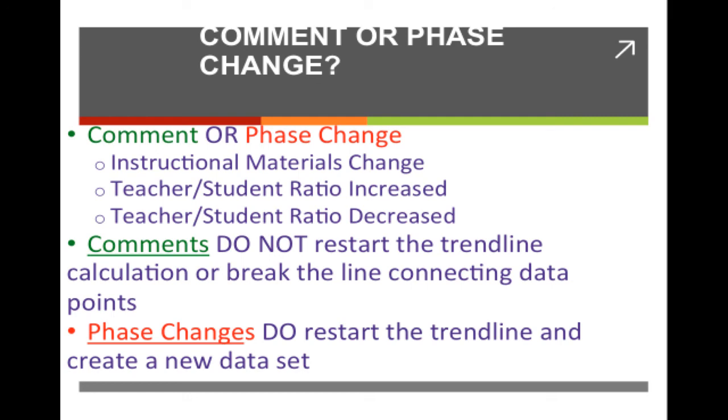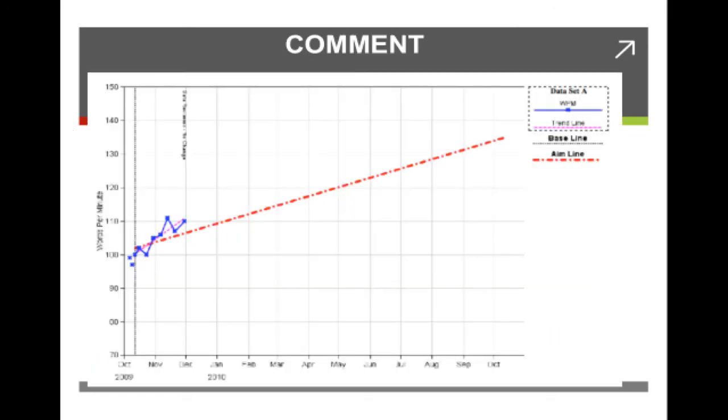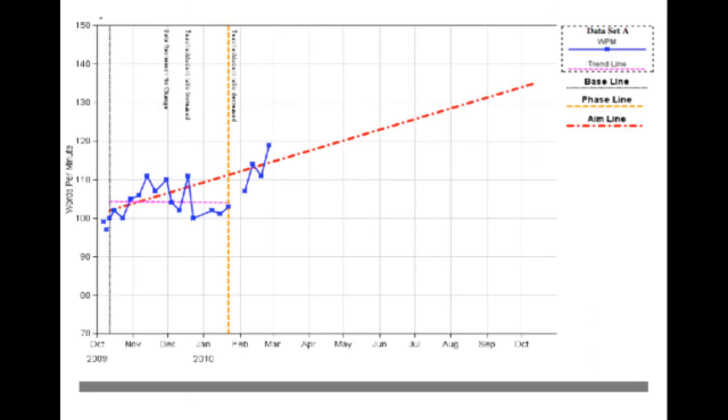A phase change does restart the trend line calculation and begins a new data set to represent the new phase of instruction. As you can see in this student's graph, using 4-point decision-making rules, the teacher collected 6 to 8 data points over at least 3 weeks and then analyzed the final 4 data points. Kate is making adequate progress, and the teacher added a comment in late November that indicates data was reviewed and no change was necessary. As the school year continues for Kate and her teacher, we can see that another comment has been added to the graph.